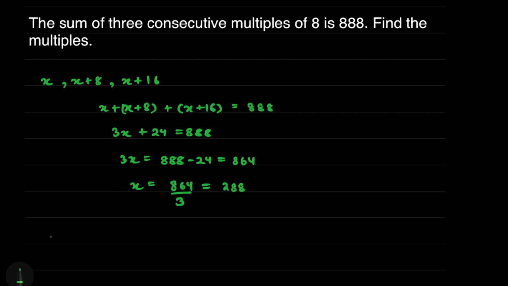So our 3 numbers are 288, 288 plus 8, which comes out to be 296, and 288 plus 16, which comes out to be 304. So these are the three numbers.